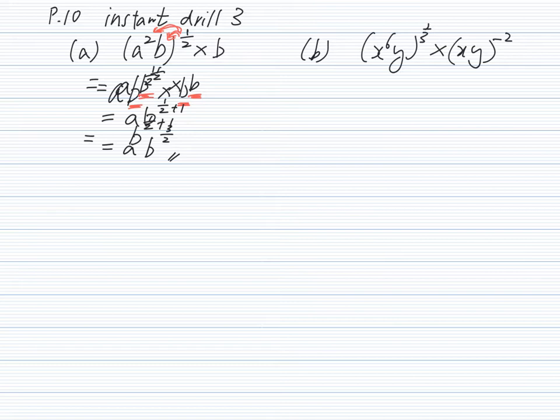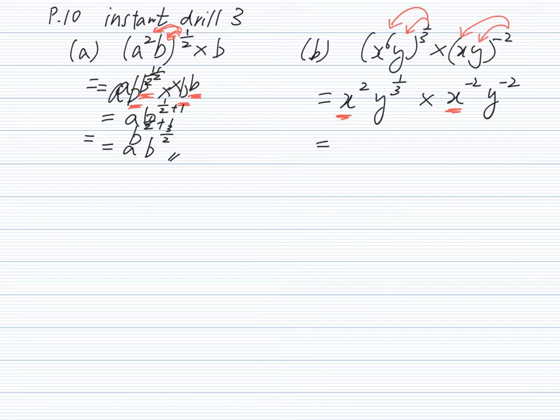So let's move on, part B. Similar things should be carried out. For each bracket, we break down the bracket by distributing the index inside each factor. So for the first bracket, I will have x to the power of 2 and y to the power of 1 over 3. For the second bracket, I will have x to the power of -2 and y also to the power of -2. Remember, things with the same base should be merged.